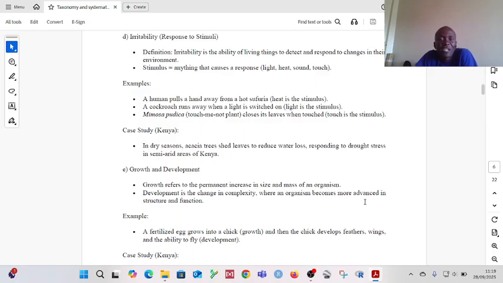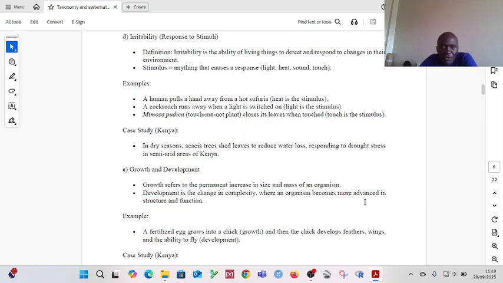If you place your hand on a hot sufuria, utatoa hiyo mkono. Usiku ukiwasha light, when a cockroach was somewhere, it will run. Okay? There is this plant we call the touch me not. Ukiishika, it closes its leaves. Okay? So the leaves will close. All these are responses to a stimulus, the change in the environment. Okay?